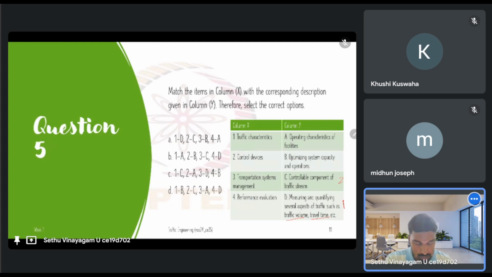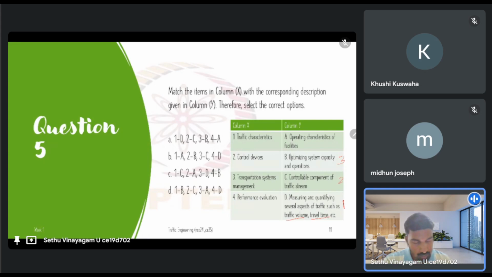And 3, transportation systems management. As we saw in the previous question, the curb management, one-way street. These are some of the strategies or measures that come under transportation system management, where the goal is to optimize the system capacity. Making use of the existing system capacity without building new infrastructure, we are trying to optimize the use of the existing system capacity, right? So that is the transportation systems management.